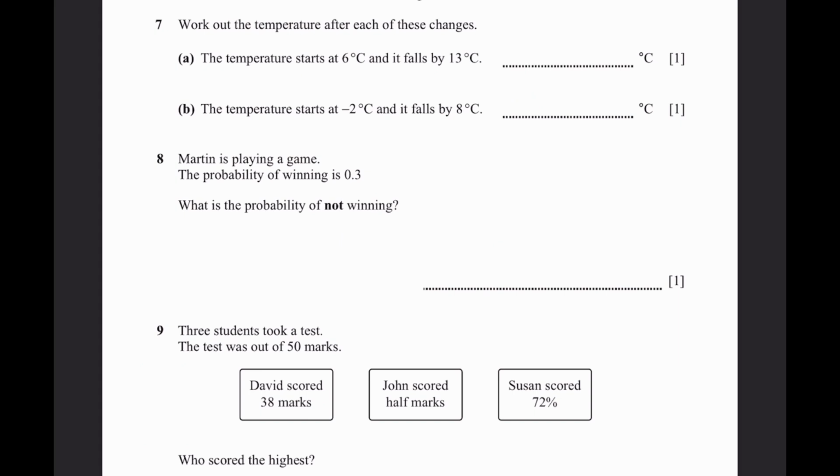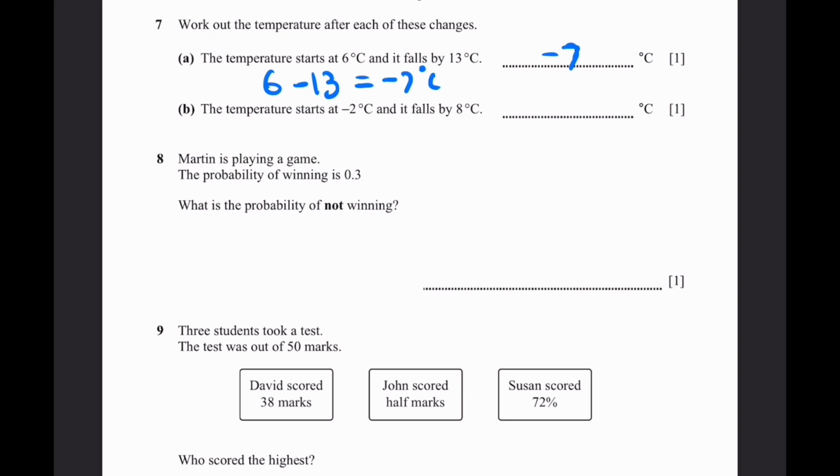Question 7. Work out the temperature after each of these changes. A. Temperature starts at 6 degrees Celsius and falls by 13 degrees Celsius. This is 6 minus 13 equals negative 7 degrees Celsius.